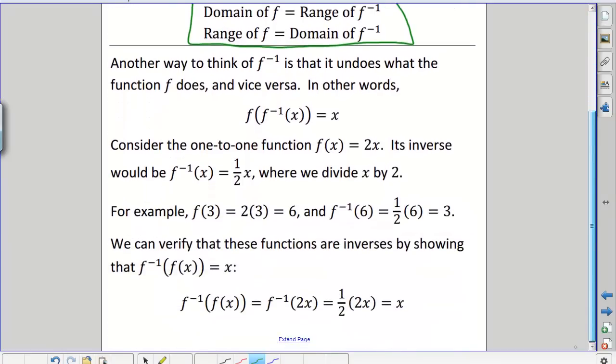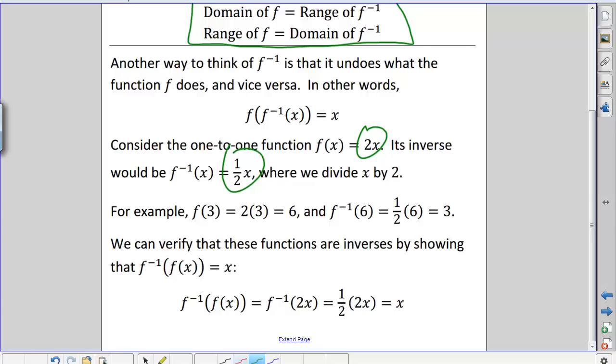Another way of thinking of an inverse function, if we start using equations, is to think of the inverse function as what undoes the original function. So just as a simple example, say f of x is 2x, multiplying by 2. The inverse would be 1/2 x, where we divide x by 2, or we cut it in half. Okay, and since those are inverse functions, one undoes the other.